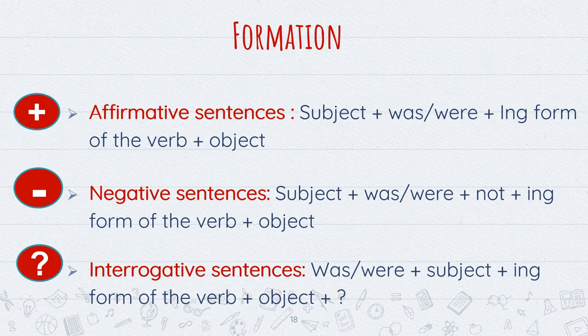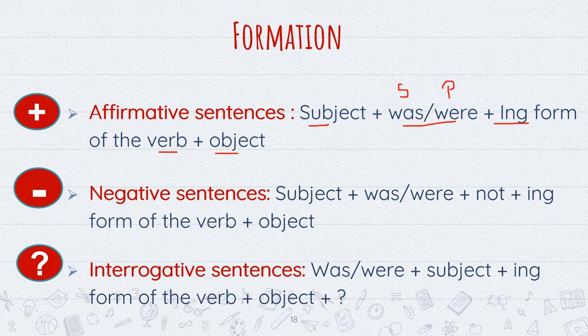Now, let's have a look at the formation of past continuous tense. So the formation of past continuous tense for affirmative sentences is subject plus was/were plus the ing form of verb, or we can say V1 plus ing plus object. Now the question arises where we will use was and where we will use were. Was is used with singular subject and were is used with plural subject.